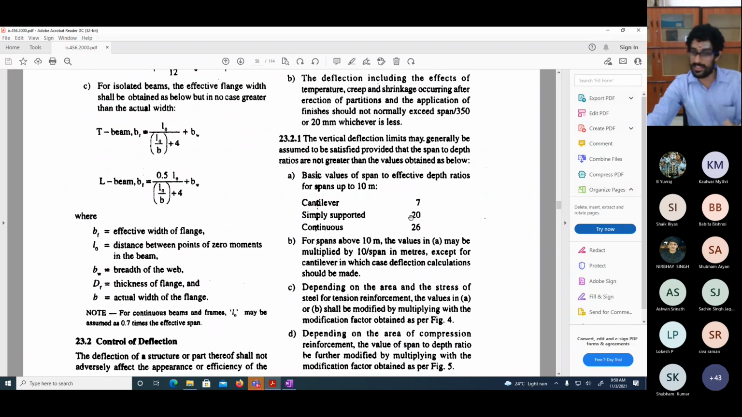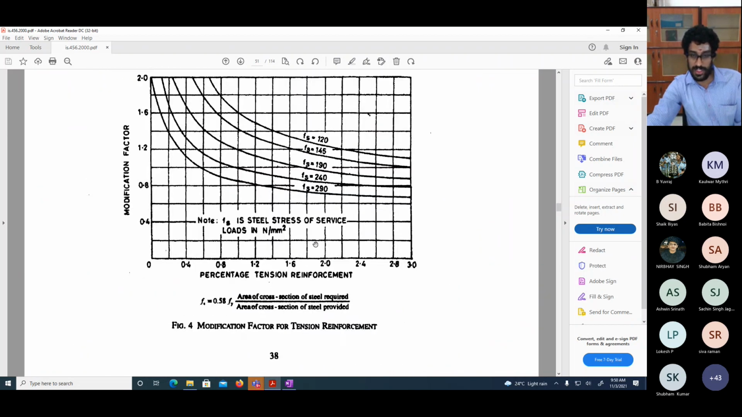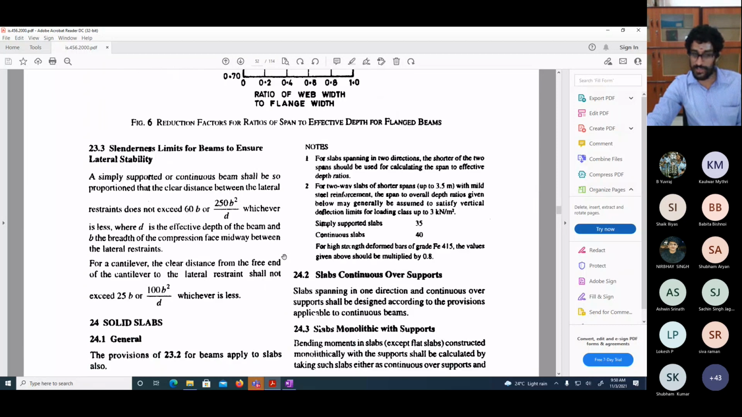For the span to effective depth ratio, you can use the same thing, 7, 20 and 26, which is used for beams. There is no specific provision saying that for a one-way slab use a certain number. There is no such provision given in IS 456. IS 456 gives a different provision only for two-way slabs. So in the absence of a different provision for one-way slabs, use the same provision which you are using for beams. And even for two-way slabs, there are restrictions on using these numbers, in terms of the span and in terms of the load.